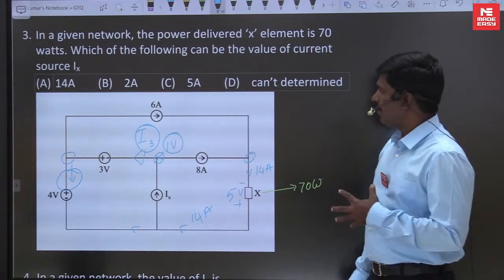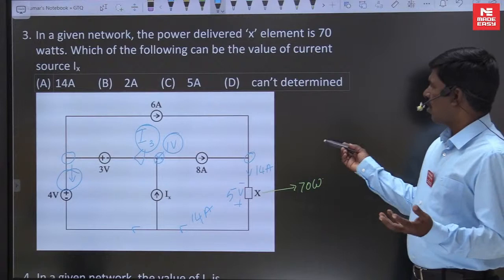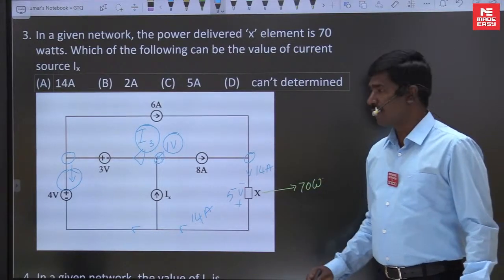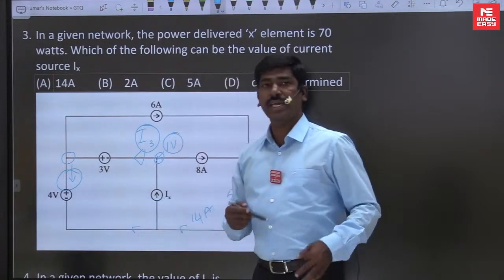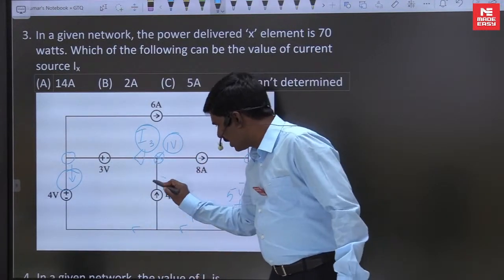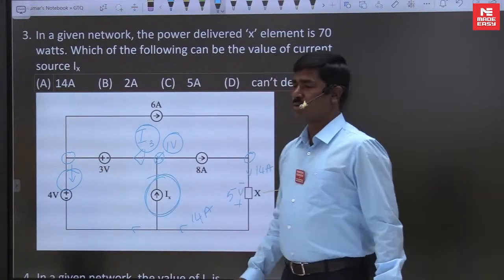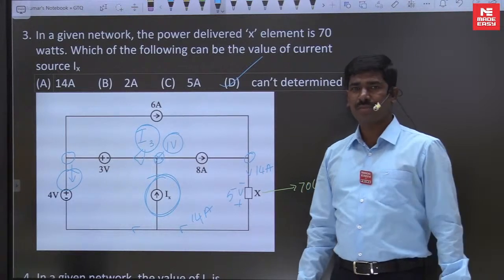So maybe in the options, none of the above, or in A, B, C, D, can't be determined in this case. If you know this current, then you get an answer. So these two currents are unknown. That's why you're not able to find Ix. So the answer is can't be determined. Okay.